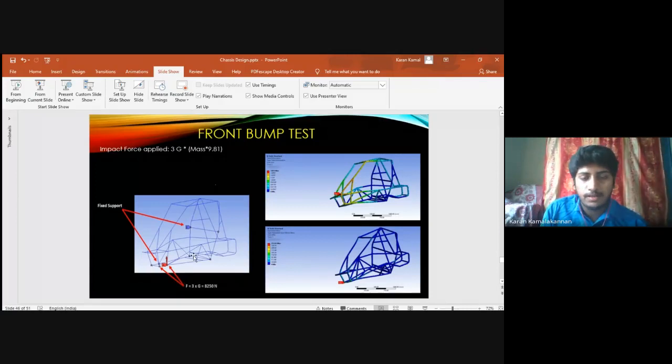Like a bump, where only one wheel is affected, for example only the front left wheel has a bump and all the other wheels are on the ground. Then what will be the twisting in the frame? That load case you can simulate here. Okay, this is the thing.